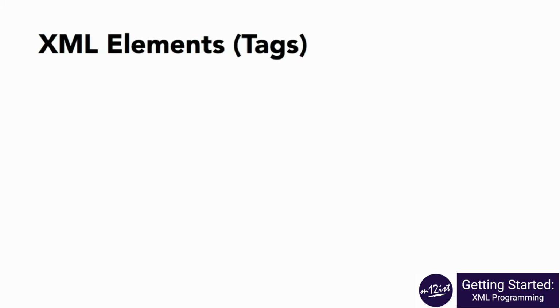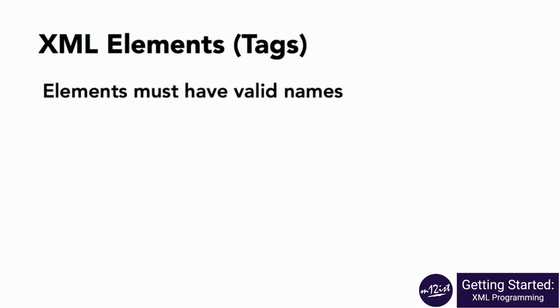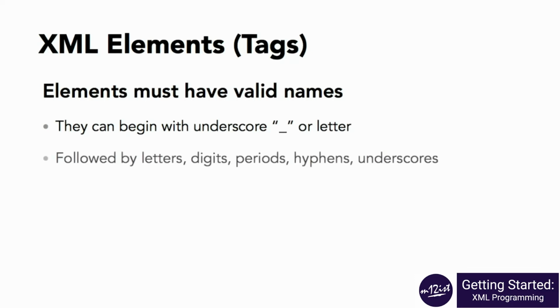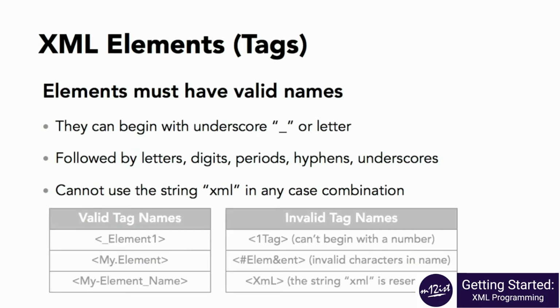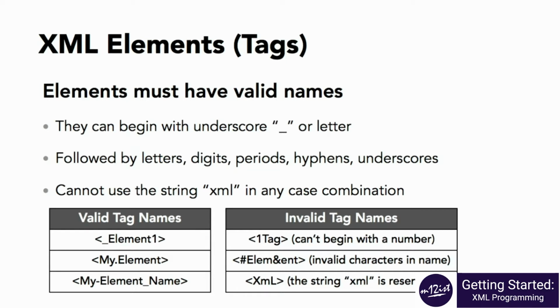Okay, let's talk about XML elements, which are sometimes known as tags. And if you've worked with HTML, these will look entirely familiar to you. Elements must have valid names. They can begin with an underscore or a letter, then followed by letters, digits, periods, hyphens, more underscores. They can't use the string XML in any case combination because the W3C reserves that. So for example, some valid tag names look like this. I can have underscore with capital E and then element 1. I can have my element with a period. I can mix and match hyphens and underscores.